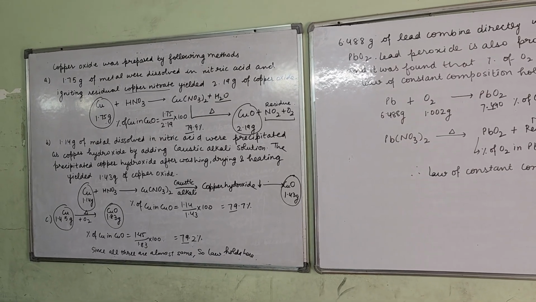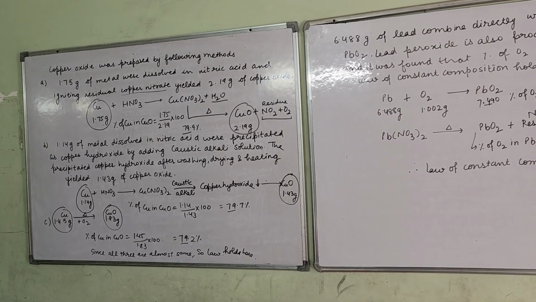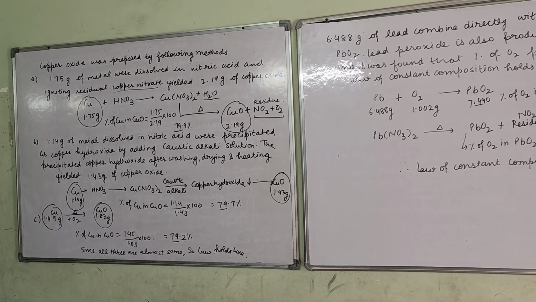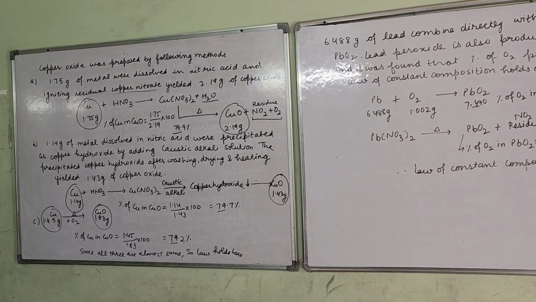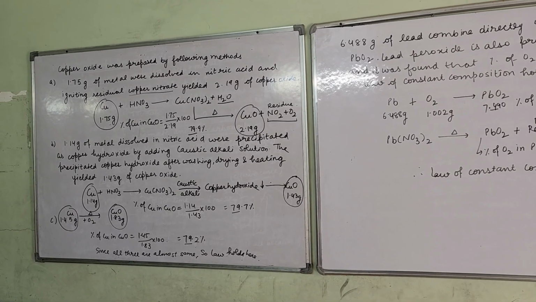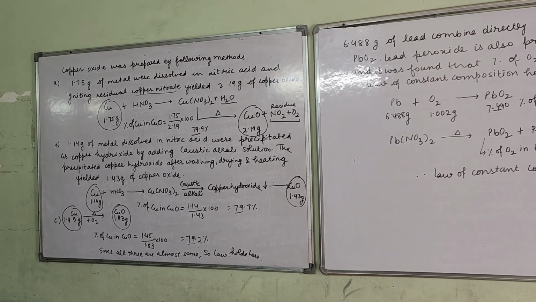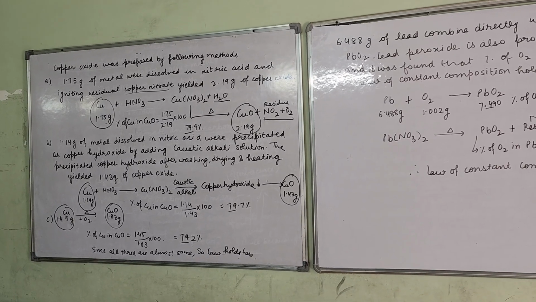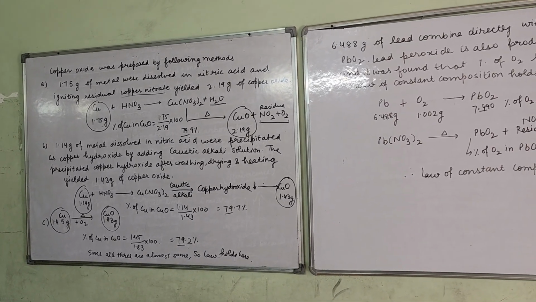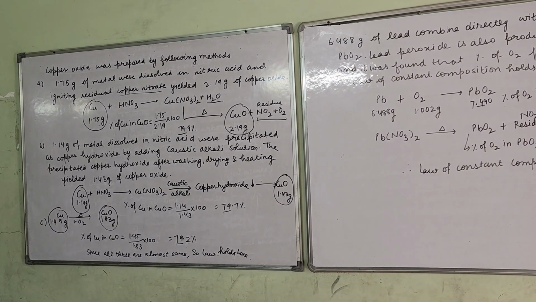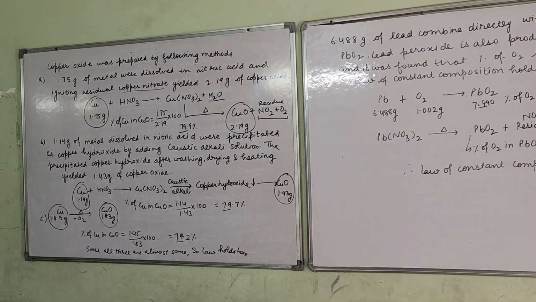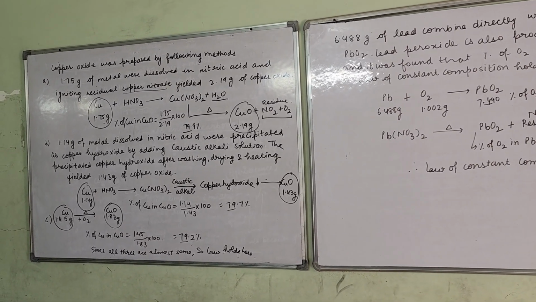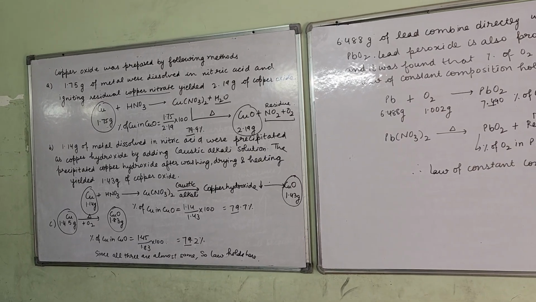For that, the formula is the mass of copper divided by the mass of copper oxide multiplied by 100. 1.75 divided by 2.19 into 100. And by calculating, we got 79.9%. In the second case, 1.14 gram of metal dissolved in nitric acid was precipitated as copper hydroxide by adding caustic alkali solution. The precipitated copper hydroxide after washing, drying and heating yielded 1.43 gram of copper oxide, right?